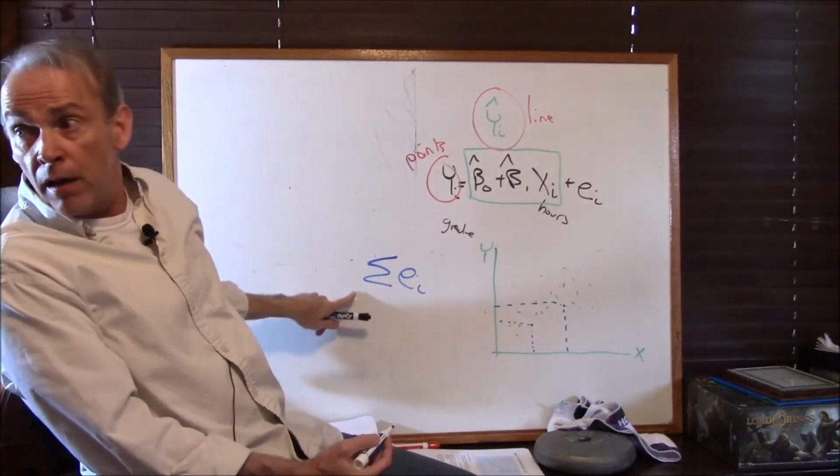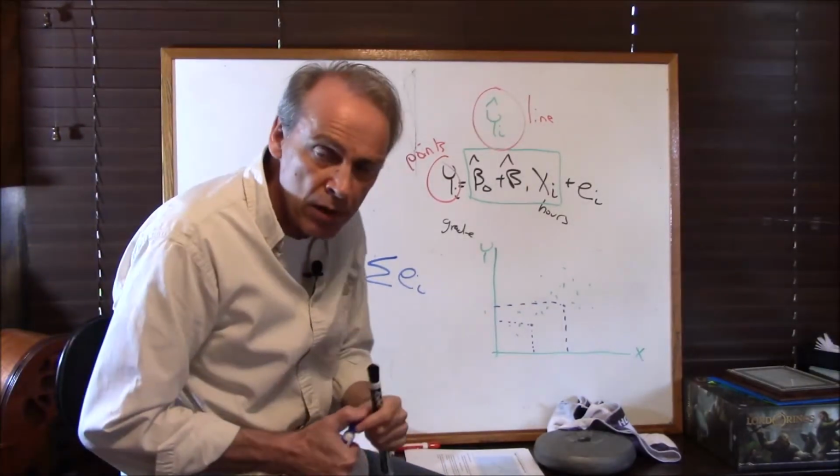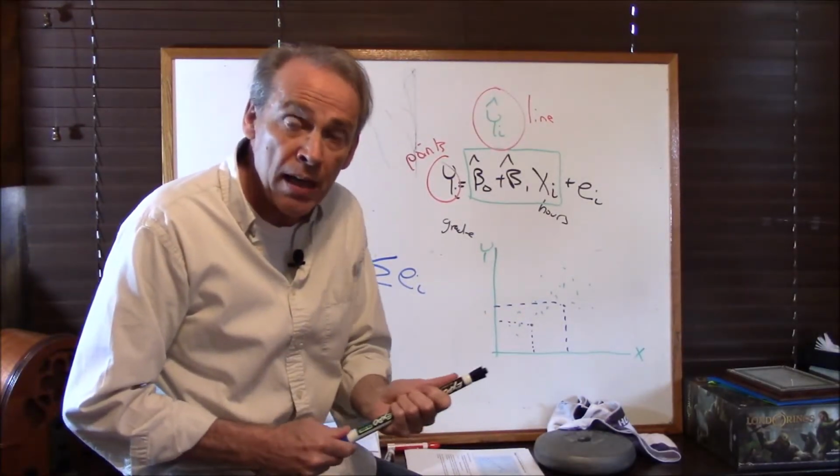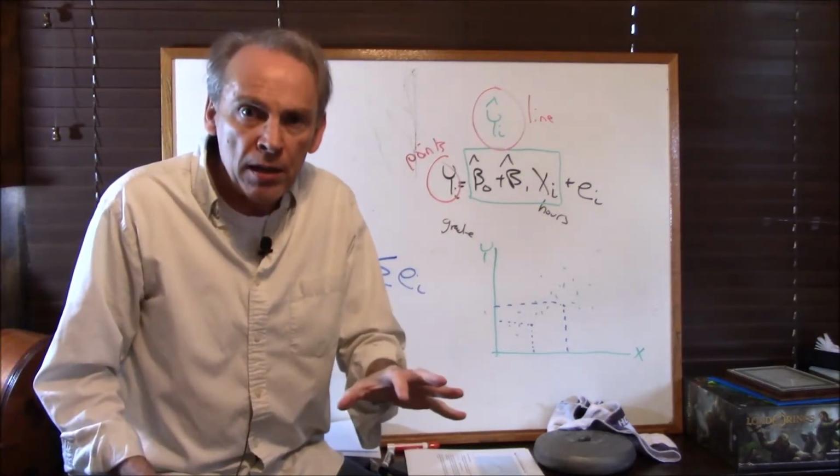That is the sum of all the residuals. When we add up all the residuals, we'd like that to be as small a number as possible. All right. So that's basically what regression analysis does.